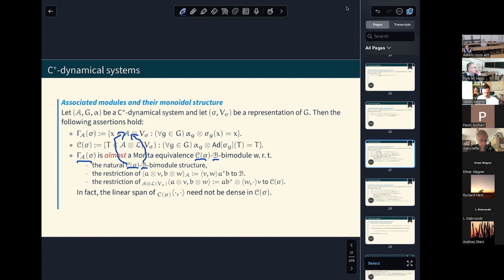Now for a Morita equivalence bimodule, you also need an inner product. On simple tensors, you just do this. You take A tensor V and B tensor W, and then you map them to the inner product of V and W. This is one of the reasons why I consider unitary representations. So I have this inner product on the representation space, and then I multiply with A star B.